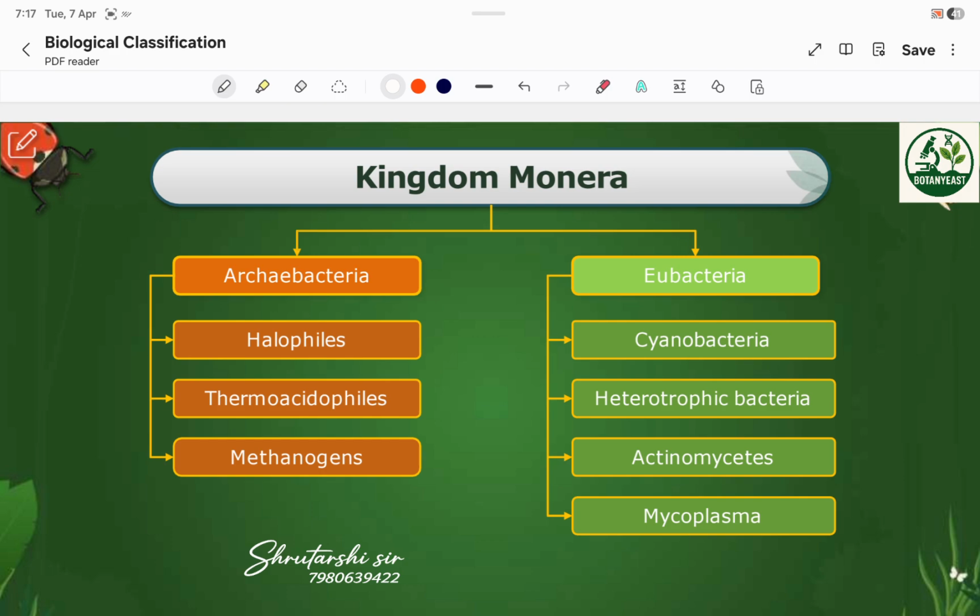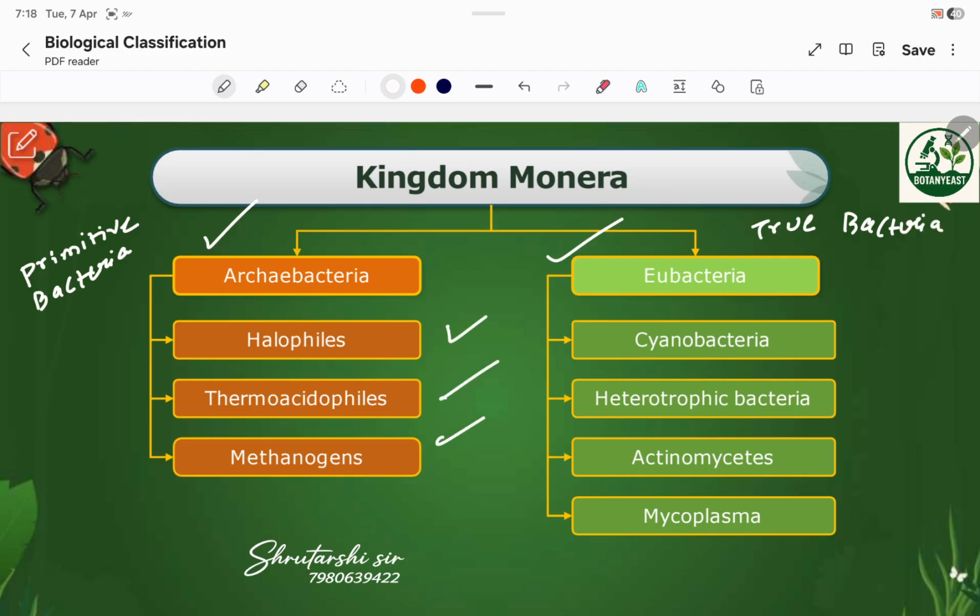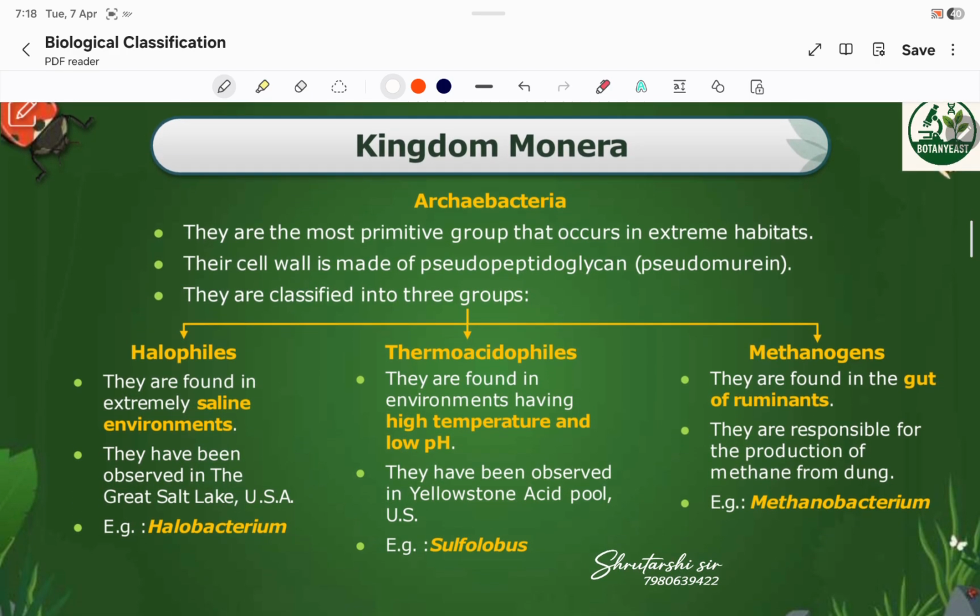So kingdom Monera is further divided into archaebacteria, that is primitive bacteria, and eubacteria, that is true bacteria. In archaebacteria there are halophiles, thermoacidophiles and methanogens. In eubacteria there are cyanobacteria, heterotrophic bacteria, actinomycetes and mycoplasma. So we will be discussing all this.